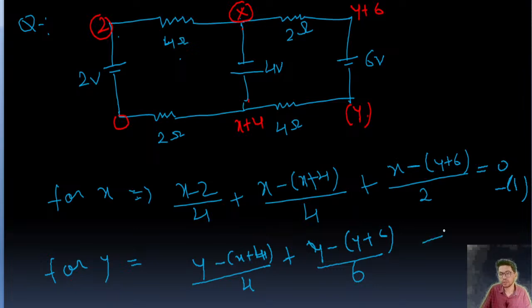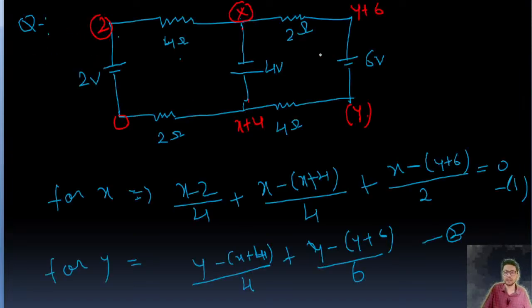So this is equation 2. Now what you need to do is simplify, and you will get one equation in x and y. Again, if you simplify it, you will get one equation in x and y. We'll solve those equations and find the values of x and y. I'm directly writing the values: x is 6 and y is minus 6. You can calculate it, guys. Then you can easily find the current in the loop.